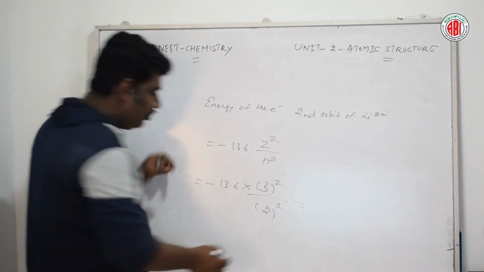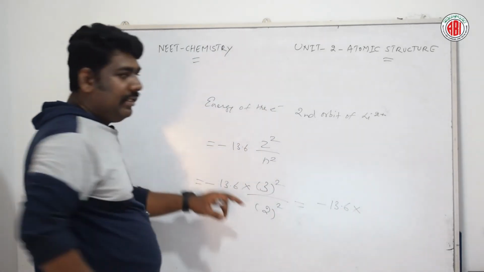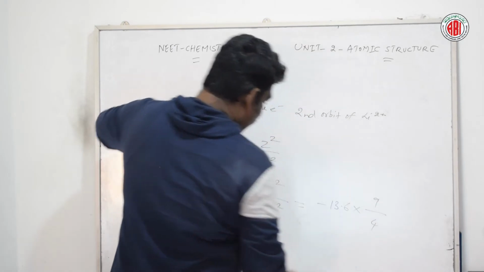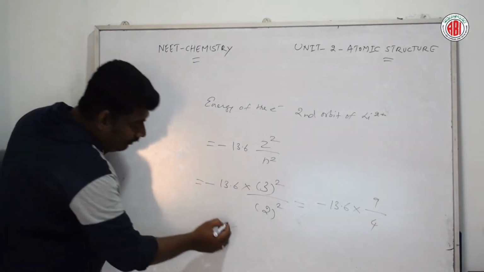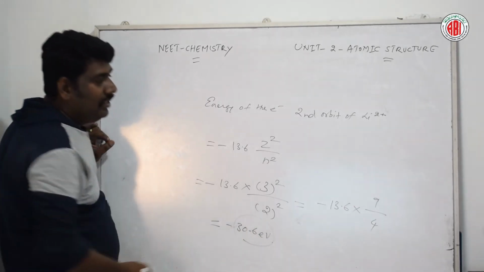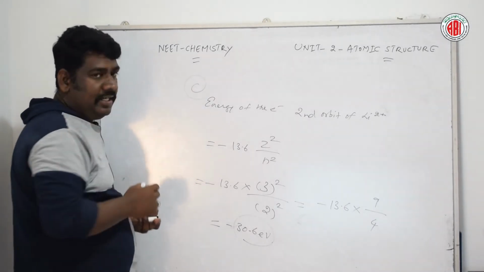So that is minus 13.6 into 3 square. 3 squared is 9, divided by 2 squared, which is 4. Simplifying this we get minus 30.6 electron volt. So this way we can solve this problem. According to this question, option C is the right answer.